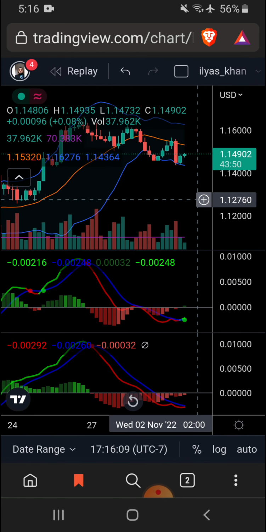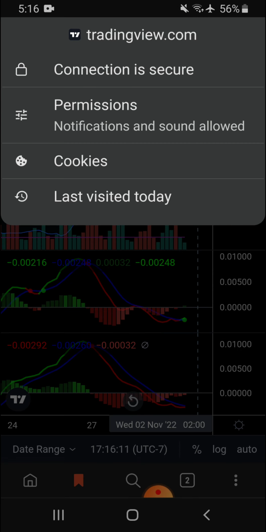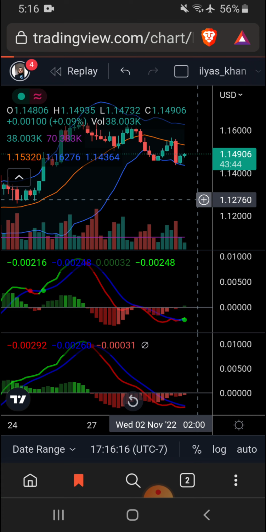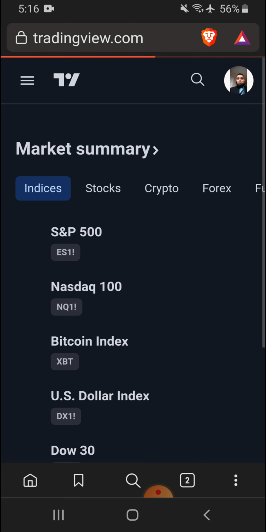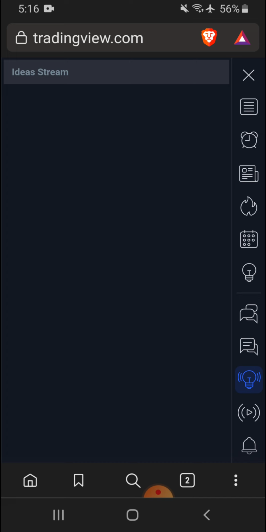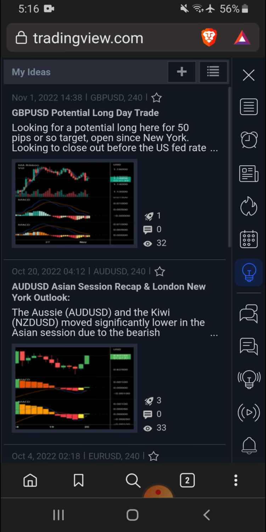I'll just show you guys so no one thinks that I'm just making it up, or some people might have doubts. I entered a position in the New York session, just testing out this strategy. So I entered a GBP long here.